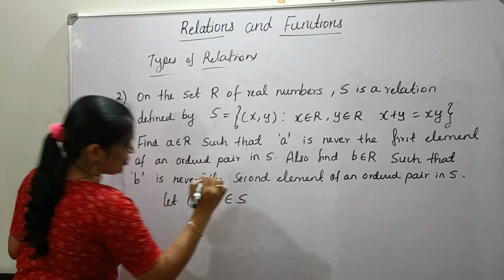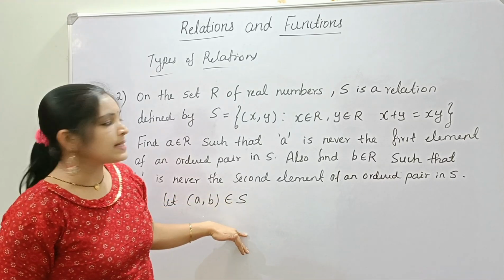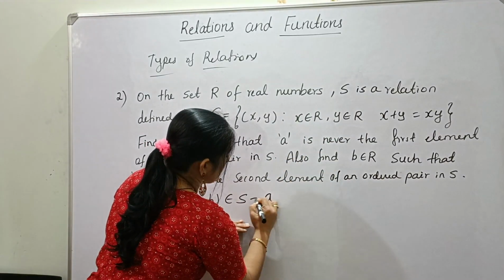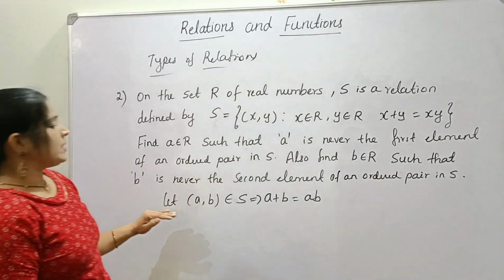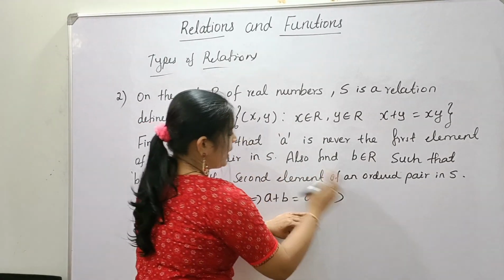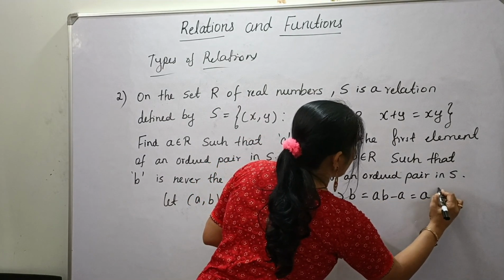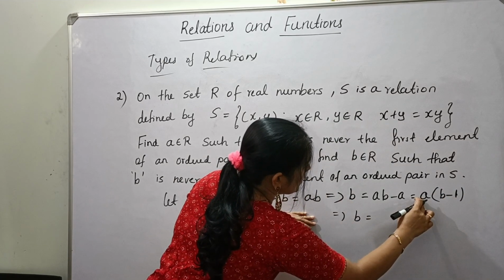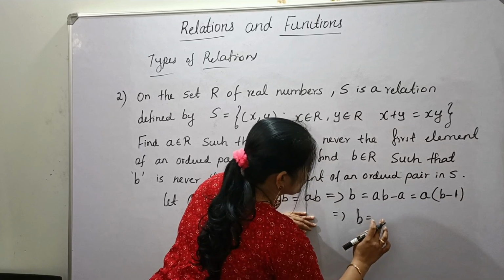Let the ordered pair (A, B) belong to S. We have taken an element from S. Since (A, B) belongs to S, A plus B is equal to AB according to the condition. This implies A plus B is equal to AB. Now let us simplify this. Take A to the right side. So B is equal to AB minus A, that implies B is equal to A times (B minus 1).